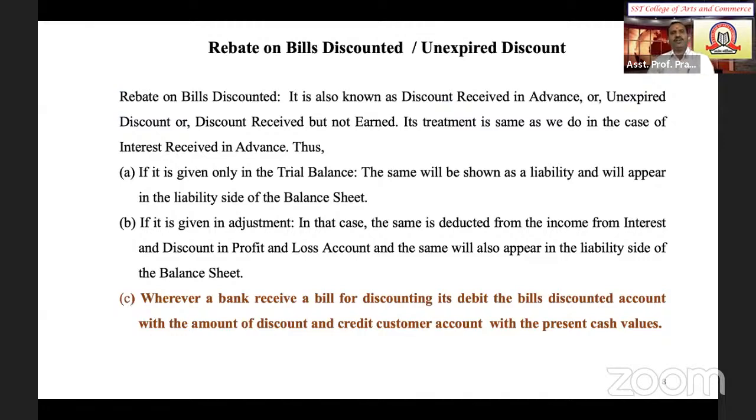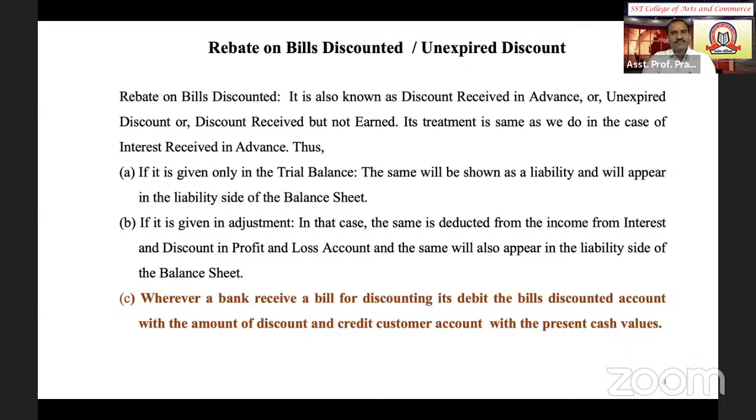Now, one of the important parts is rebate on bill discounted. Sometimes the university will ask a question on rebate on bill discounted, to calculate the provision on rebate on bill discounted, for 7 or 8 marks. At that time, you must find out whether the due date is given in the question or not. If the due date is not given, you must calculate the due date.